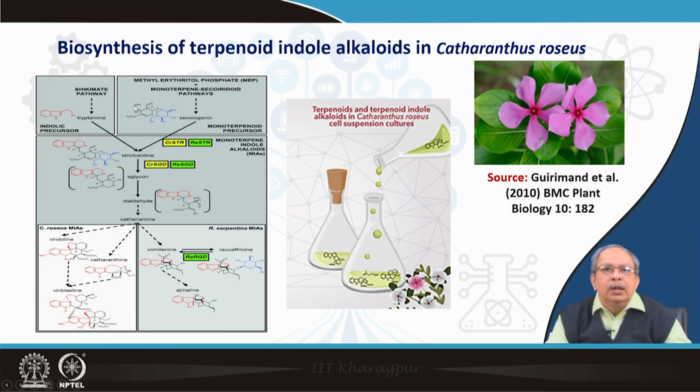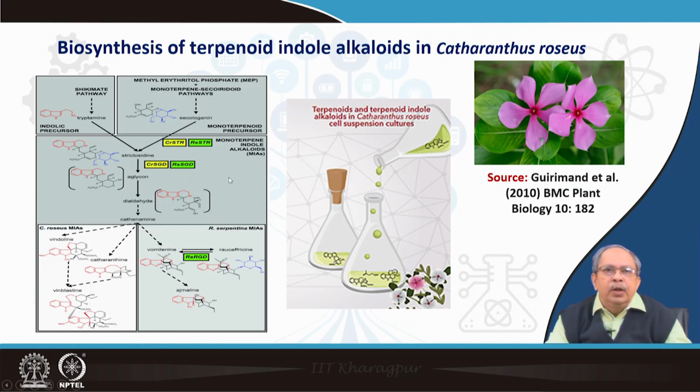So, this is the biosynthesis of terpene indole alkaloids in Catharanthus. As I said, Catharanthus roseus produces dimeric indole alkaloids like vincristine and vinblastine, which are anti-cancer drugs. Apart from that, it also produces ajmalicine, ajmaline, serpentine, which are also used for treating different ailments, including control of blood pressure and blood related diseases.